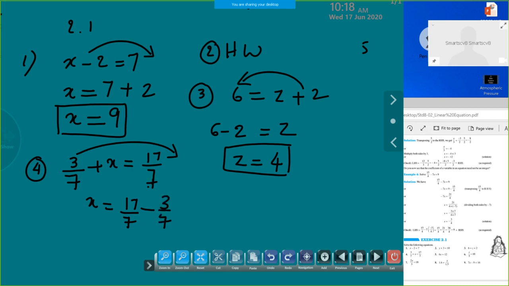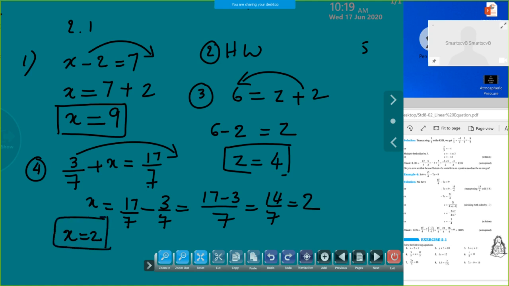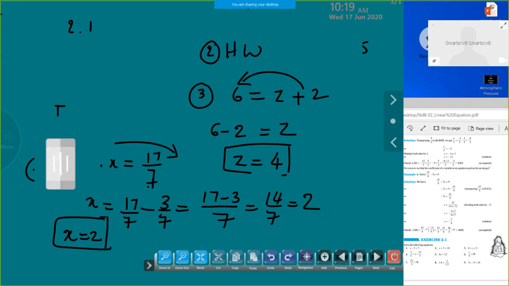Now both the numbers are rational numbers, but look at the denominator. They are the same. So it is 17 minus 3 by 7, that is 14 by 7. So the answer is 2. You can write x is equal to 2. This is the solution. So let's go to the next questions.